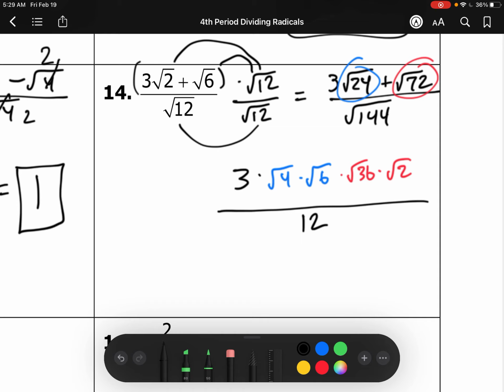So you guys have been seeing that when you're multiplying a radical by a radical and they have the same radicand and the same index, you're going to end up with just the radicand, right?